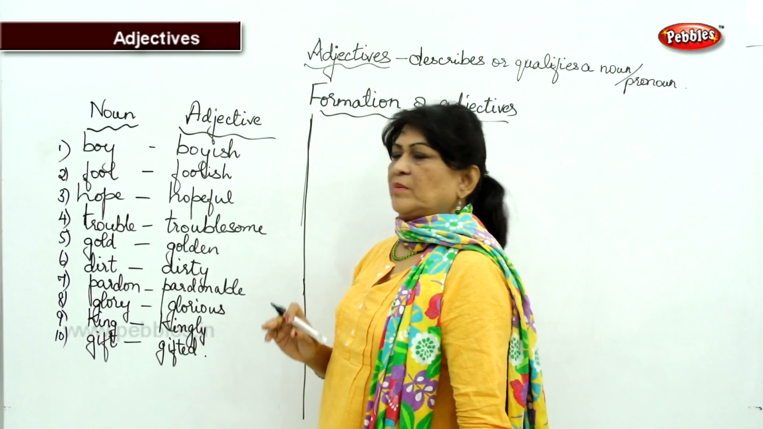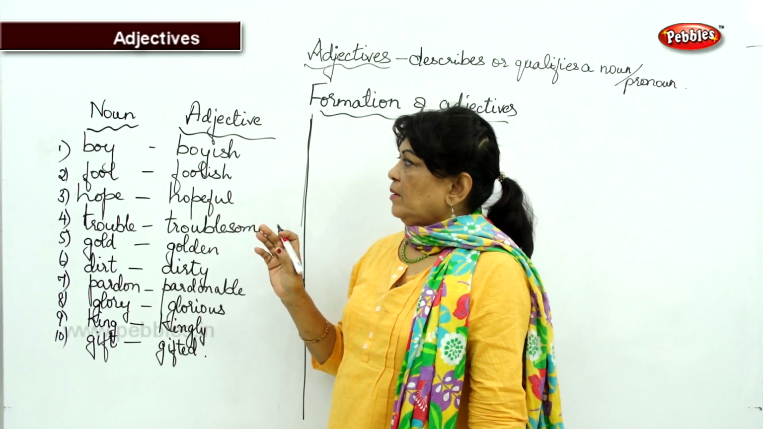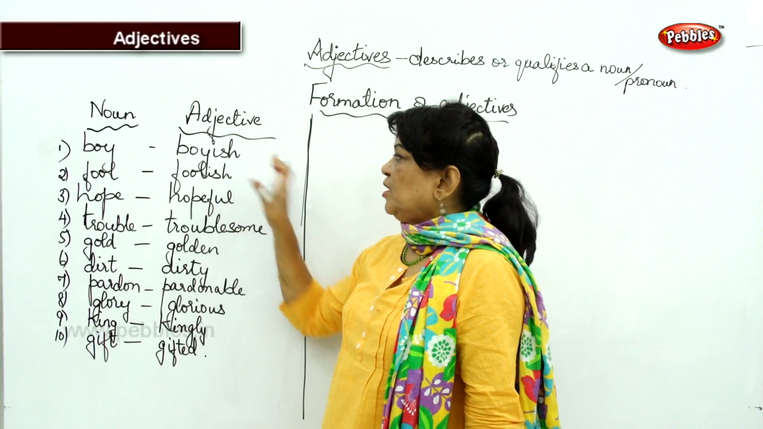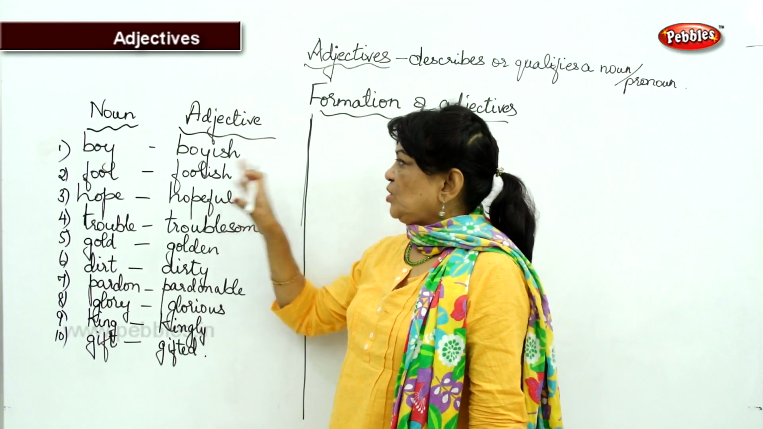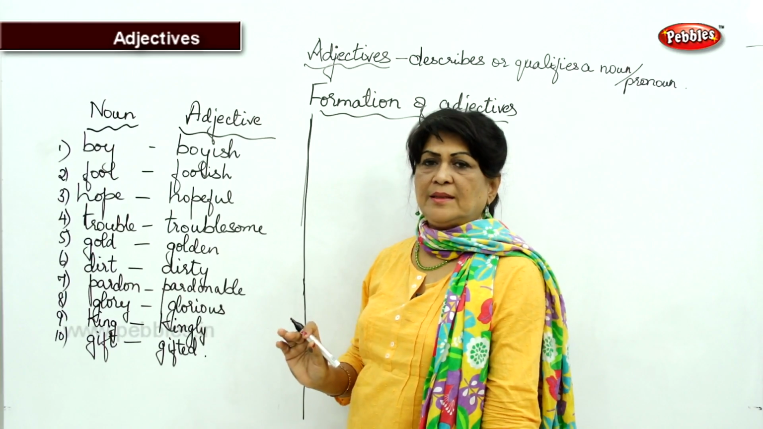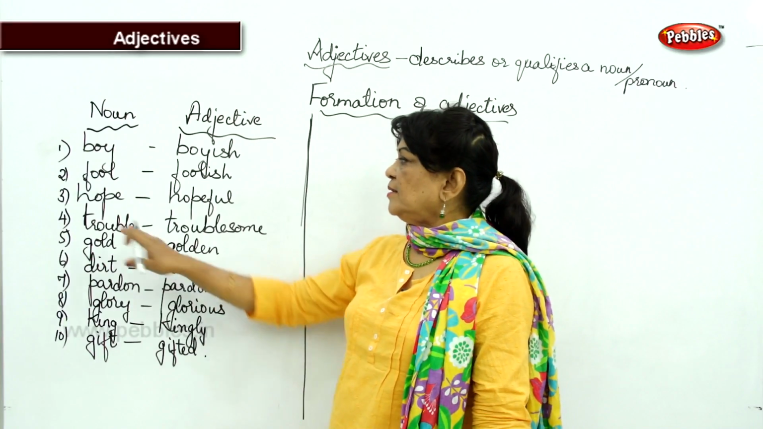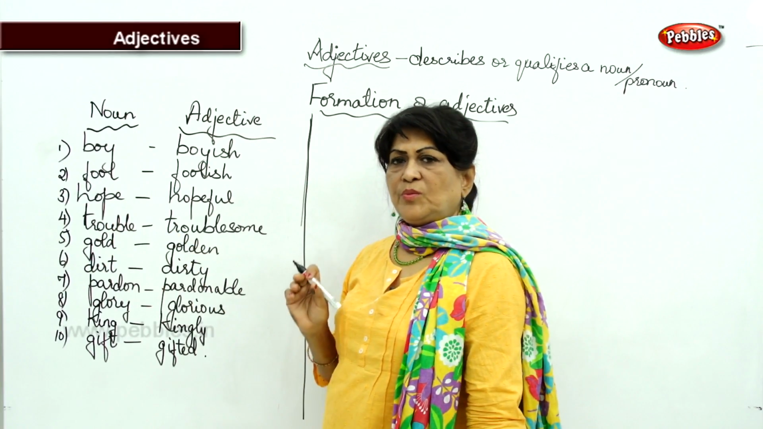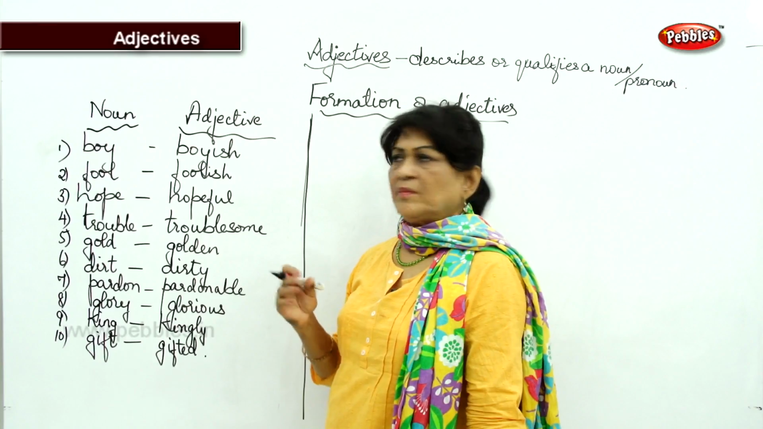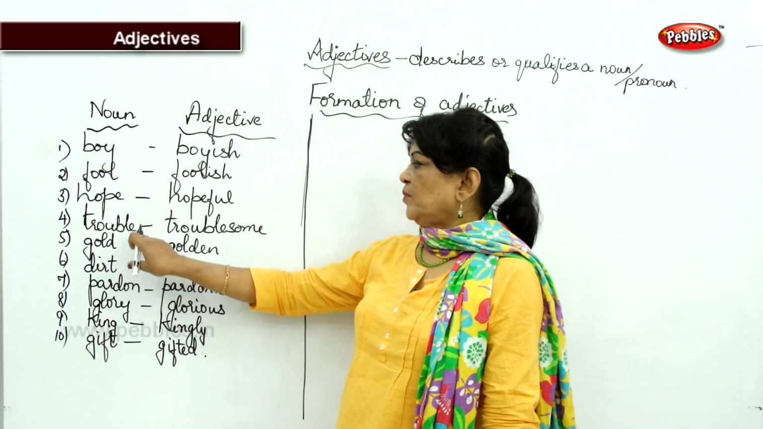Shall we make it into sentences? Ramesh is a naughty boy, he is very boyish. Boyish. Don't give me a foolish answer. So it describes the answer, foolish. We should be hopeful of our future, or we should be hopeful in our life. Hopeful, it describes the life.